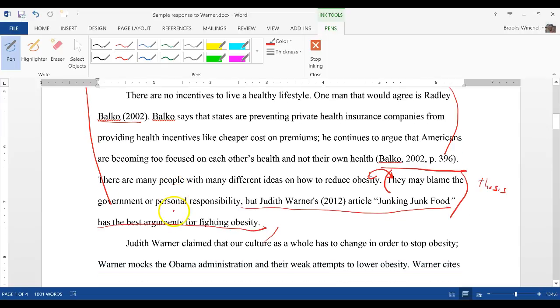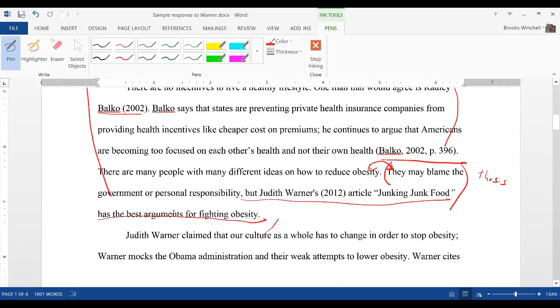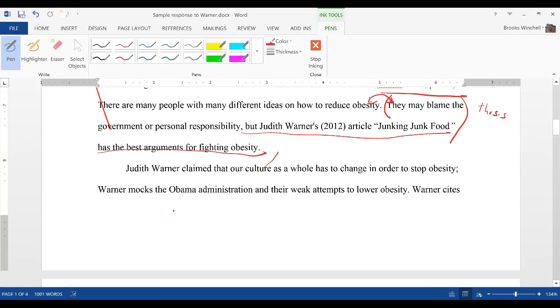So from there, after he introduces Warner, he jumps right into the summary of Warner's essay. So let's take a quick look at that. Judith Warner claimed that our culture as a whole has to change in order for obesity to stop. That's Warner's main idea. So he starts right off with the main idea, which is basically that culture has to change in order for obesity to stop.